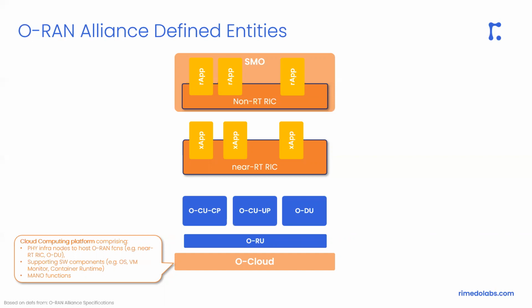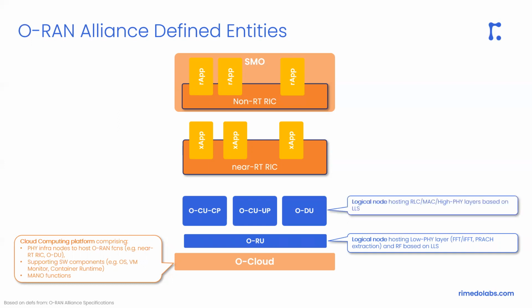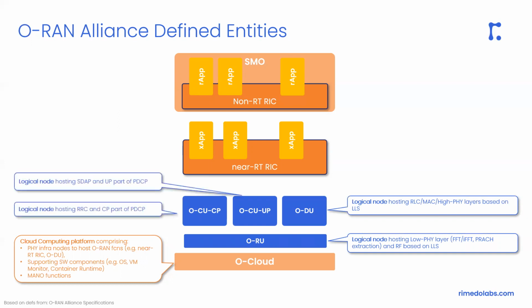So the O-Cloud is, let's say, the physical infrastructure enabling the virtual functions from the O-RAN architecture to be put in place. Then we have the O-RU, which is a logical node hosting lower physical functions, as we just saw. O-DU, which is a logical node hosting RLC, MAC, and physical layer on the lower layer split. And then we have O-CU-CP and O-CU-UP hosting the central unit functions, so RRC and PDCP and SDAP and PDCP functions.